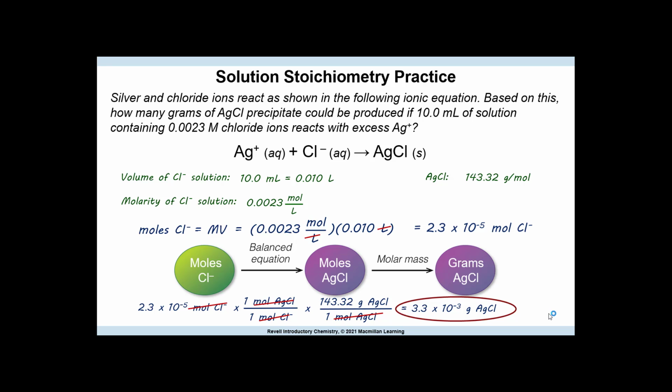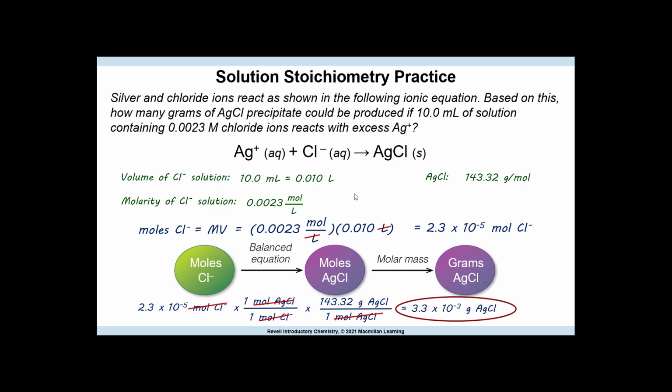So, we are given the volume and the molarity of the chloride ions. The volume is 10 mL or 0.010 liters. You can see that's the first thing. So you see we have the balanced equation and we're looking right here. The molarity is 0.0023 moles per liter.